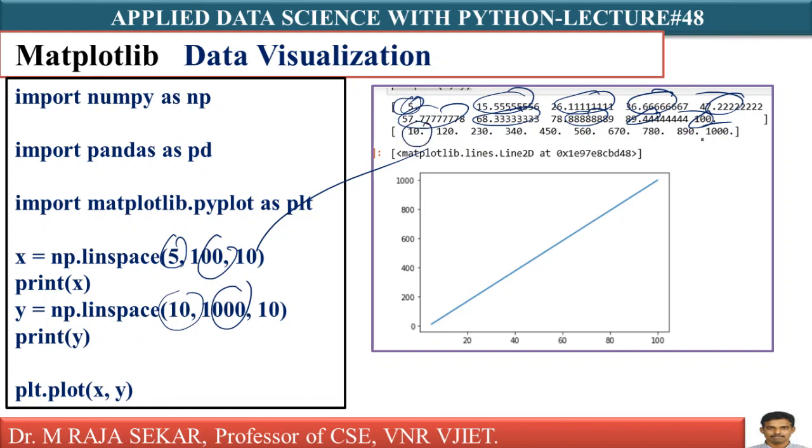In a similar manner, 10 to 1000. Just see 10 to 1000. How many numbers? There must be 10 numbers. First, second, third, fourth, fifth, sixth, seventh, eighth, ninth, tenth. Therefore, x is having 10 numbers. Even y is having 10 numbers.